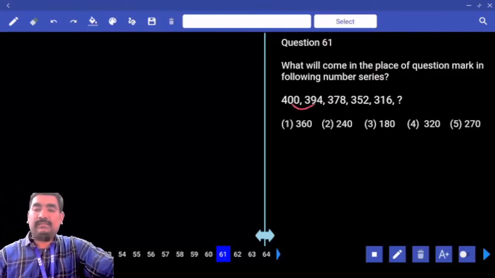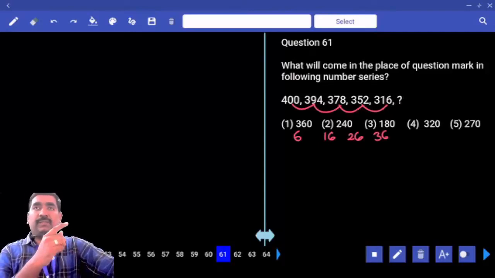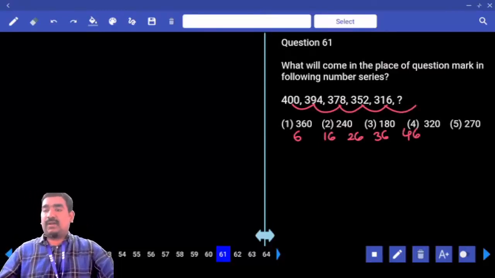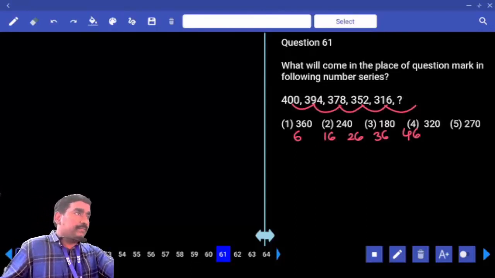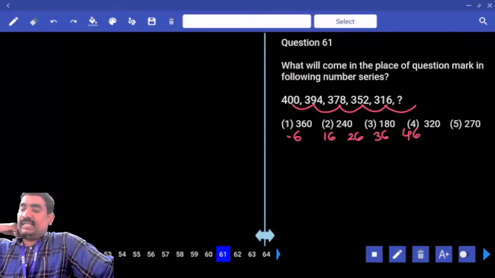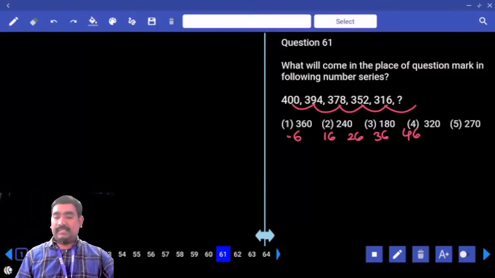Difference: 6, 16, 26. The gap is 10 each time. 6 plus 10, 16 plus 10, 26 plus 10, 36 plus 10, 46. 316 minus 46 is 270. So what is 316 minus 46? 270 is your answer.